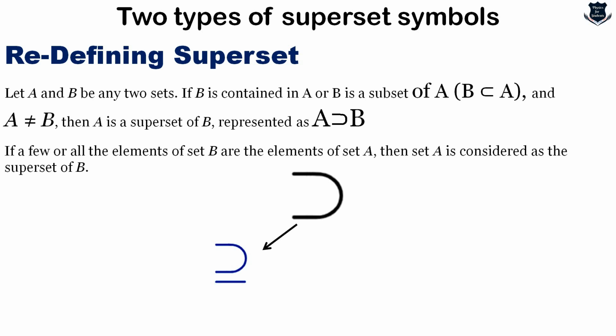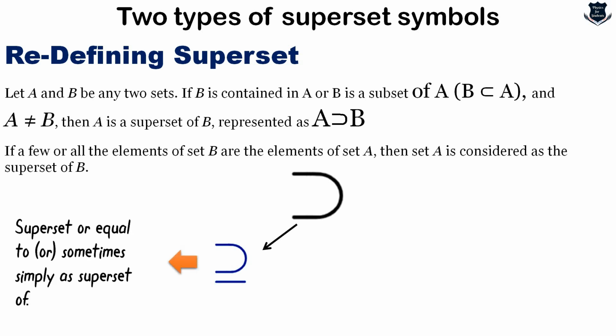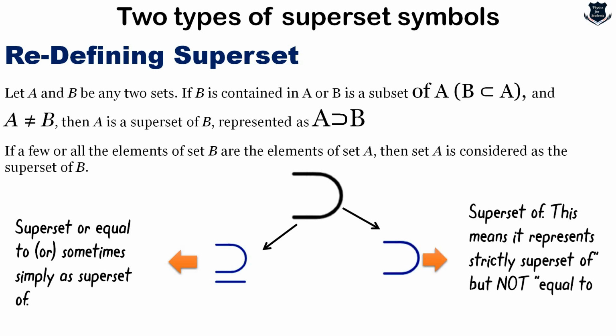Now, we use two symbols. One is this. It says superset or equal to, or sometimes simply a superset, just like subset. Again, we use this symbol. It is a superset of something. This represents strictly superset of, but again, it is not equal to. Same as subset, one is a proper subset and one is just a subset. This one has an equal to, and this has not got an equal to. Right?